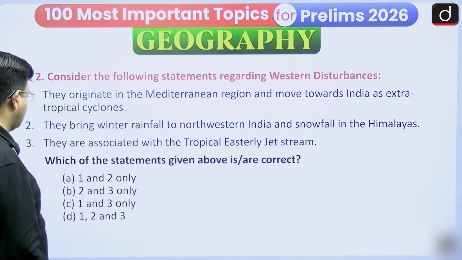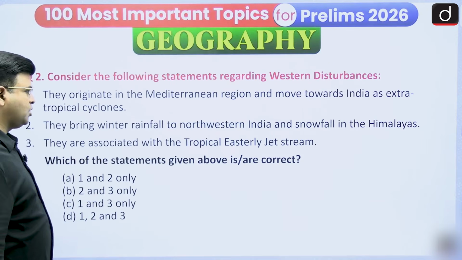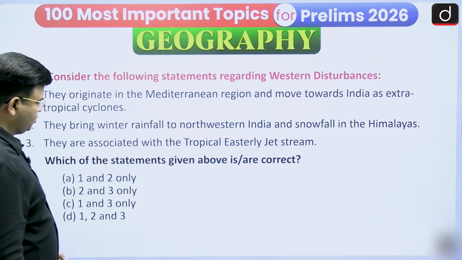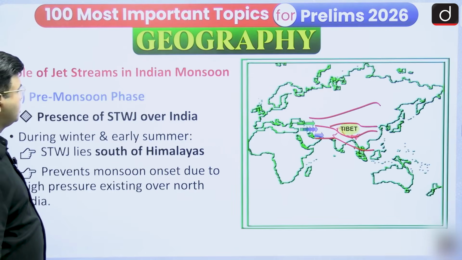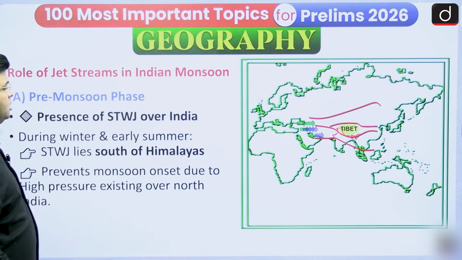Yes, whether it is right or wrong, you have to see. They are associated with the tropical westerly jet stream. You have to see whether it is right or wrong. So these statements, on the basis of that we have to give the answer. The next one, role of jet stream in the Indian monsoon.